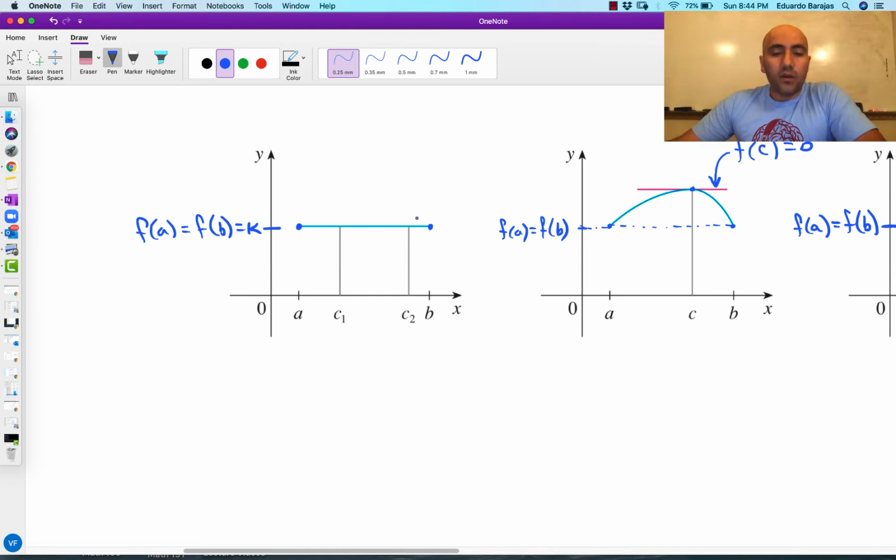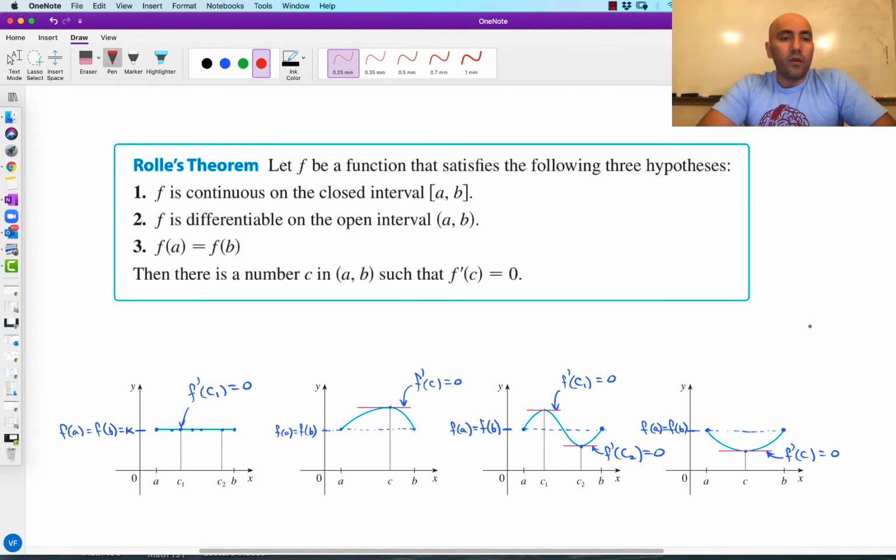Okay, so there is at least one place. Right, so here they just pointed out a couple, such that the derivative is equal to 0. f prime of c sub 1 equals 0. In fact, in this case, every single point is a point such that its derivative will be equal to 0. The tangent line at any one of these points is going to be horizontal. Okay, so there you have it.